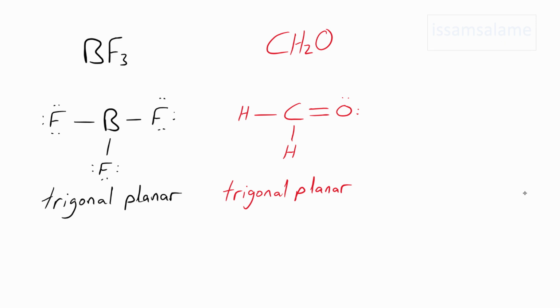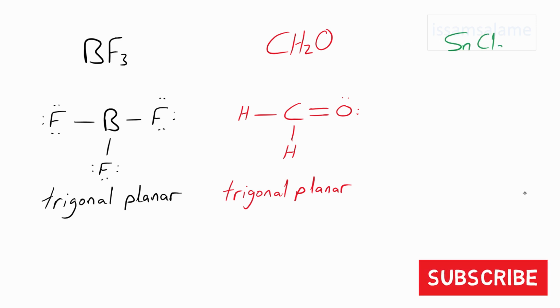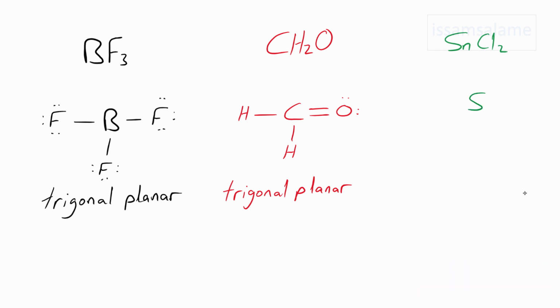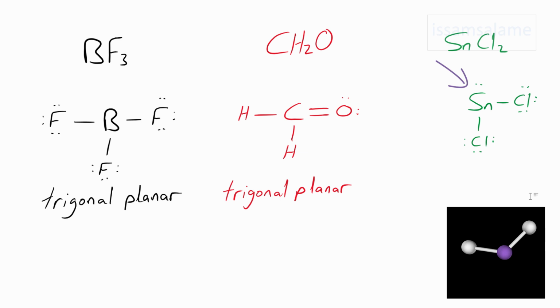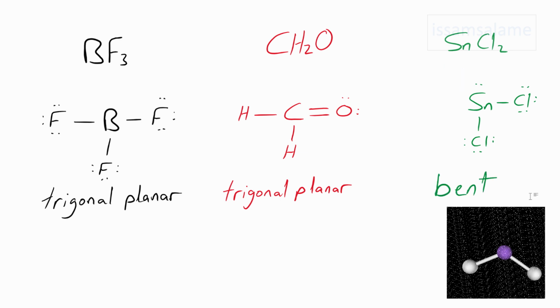And now I want you to listen very carefully. What if the central atom has a lone pair? Like here we have tin chloride. If we draw the Lewis structure for tin chloride, you know that tin does not satisfy the octet rule. It's going to have two single covalent bonds and one lone pair, and the lone pair is going to repel the other sharing pairs of electrons. So the shape is going to be affected by the lone pair, but the lone pair is not going to be counted within the shape of the molecule. So here the shape is going to be bent.